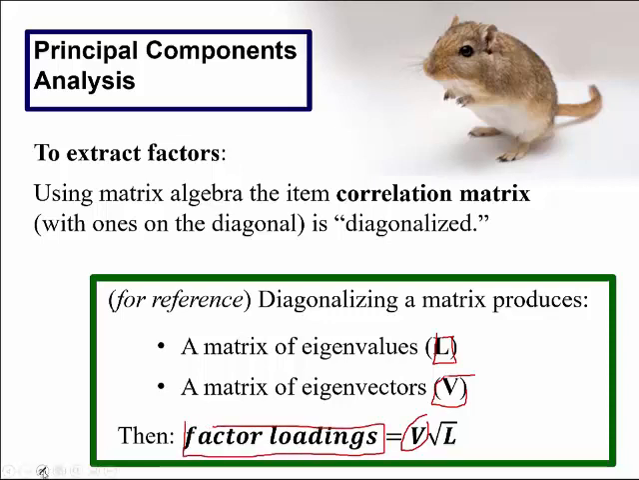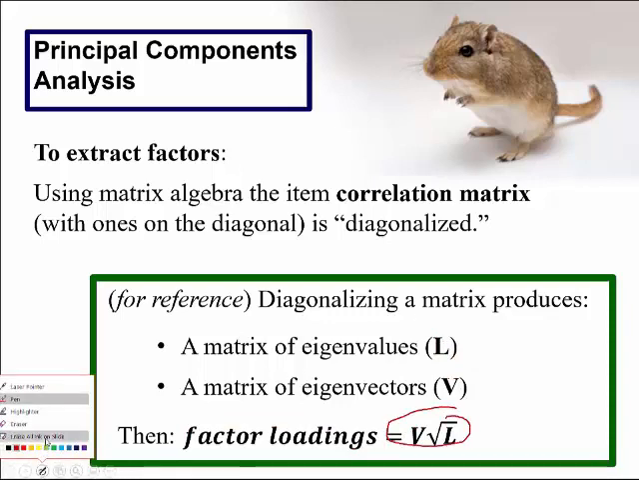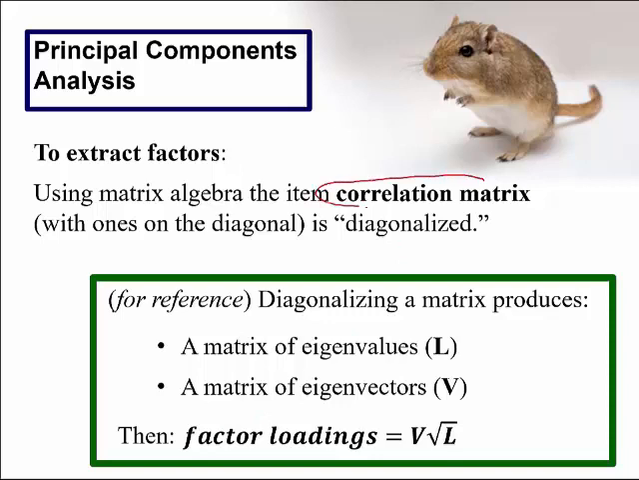Now, I'm not going to ask you to memorize the L and the V in this formula for factor loadings. The main thing I want you to know from all this is that to calculate our factor loadings, what we do is we start off with a correlation matrix, and we diagonalize it.